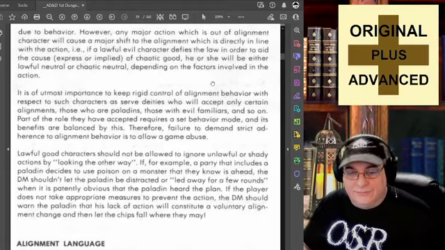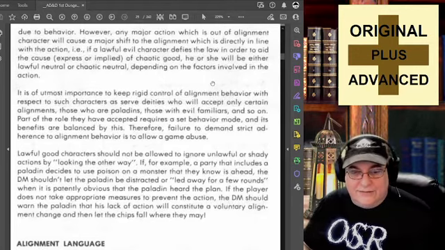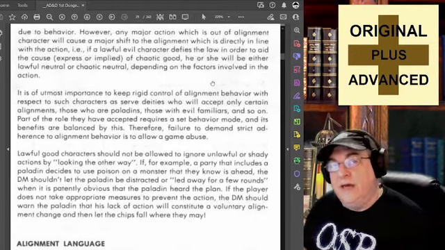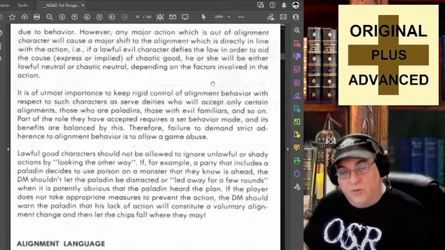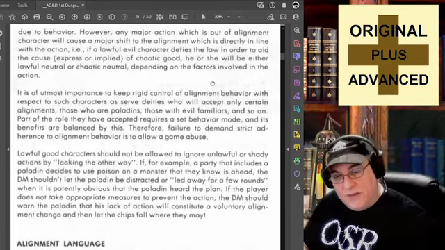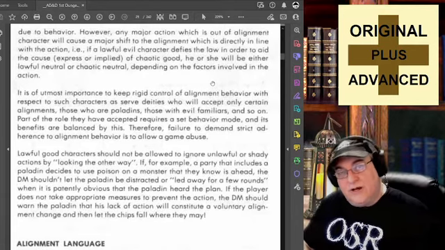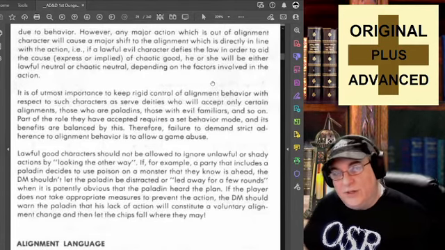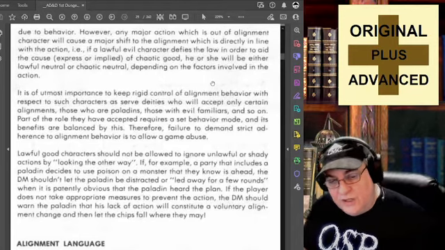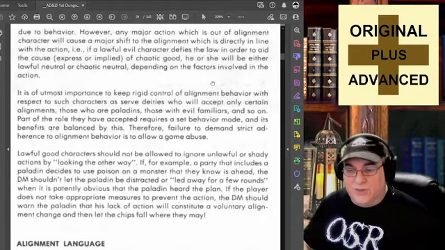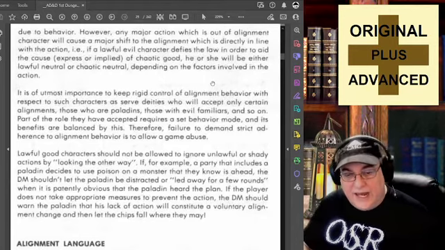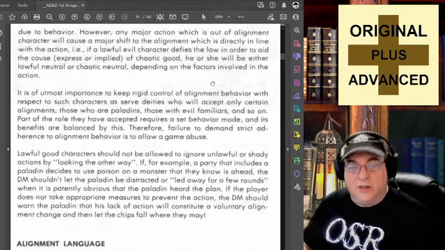Okay, simmer down now. That's very true. If you require alignment to be part of the game, and if alignment languages are something you get from being part of alignment, we'll continue. Lawful good characters should not be allowed to ignore unlawful or shady actions by looking the other way.